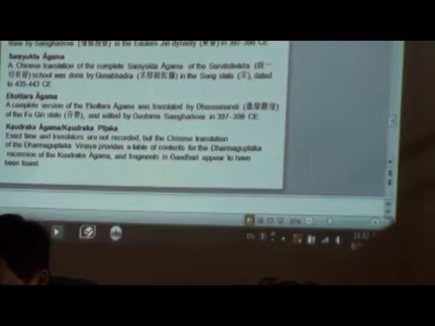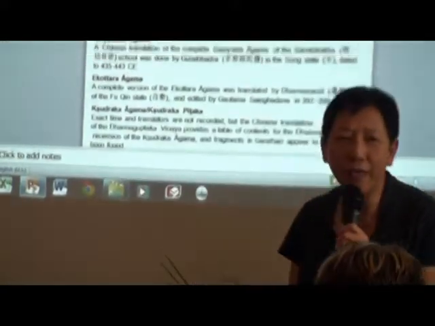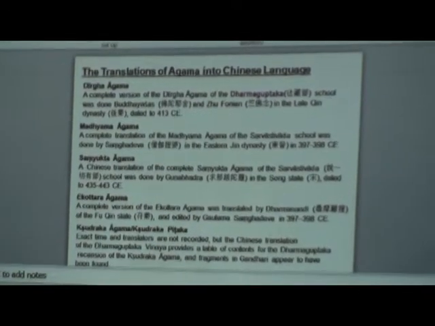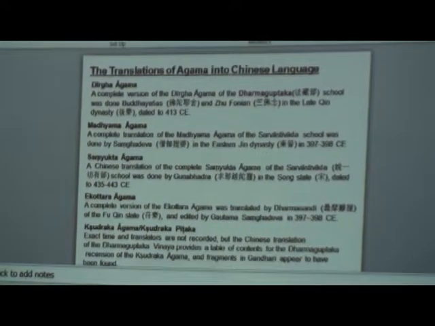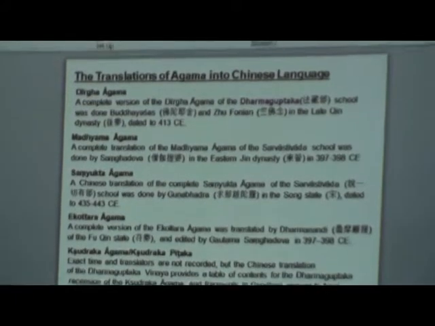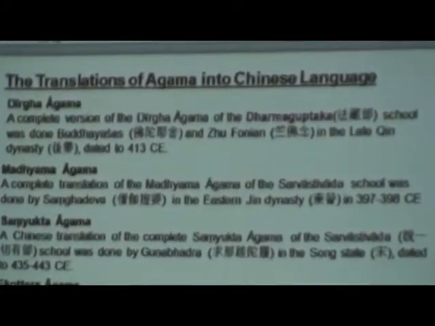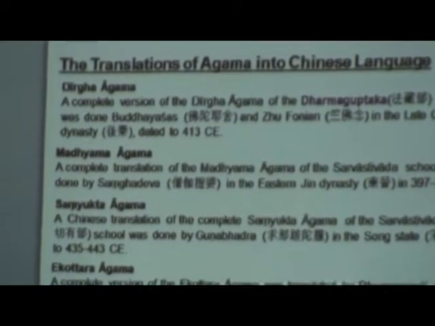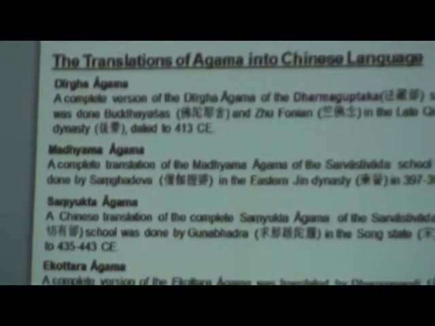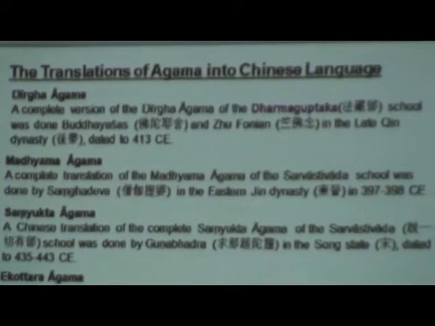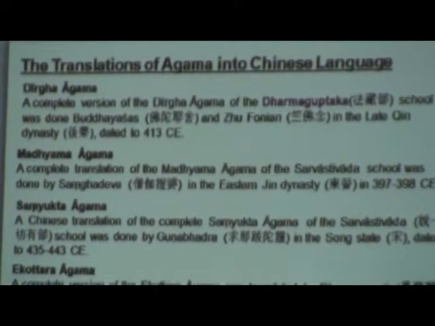Now this is a piece of information that I would like to give everybody. If you're interested, those agamas in the Chinese language, we don't call it Nikaya, we call it agamas. So if you're interested, when did they go into China and who translated it? You can go to the information like that.